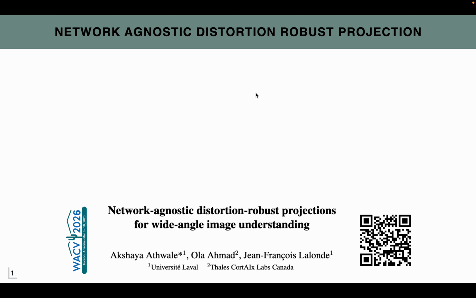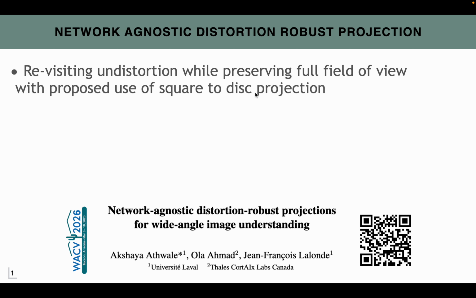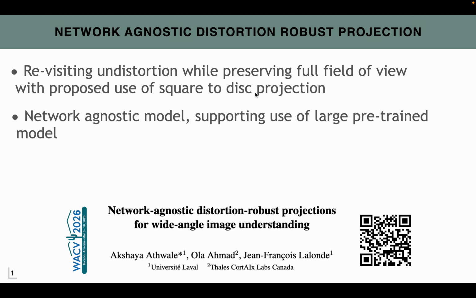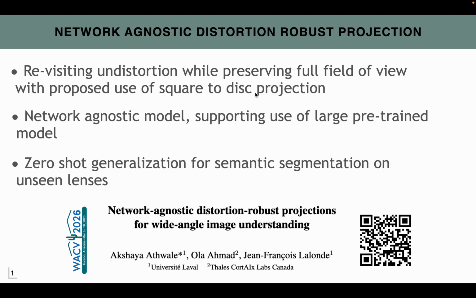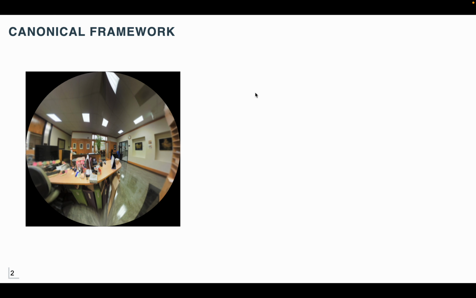I'll be presenting my paper on understanding wide-angle images through different projection. Our idea is to revisit the undistortion method while preserving the full field of view and using a method that's widely used in computer graphic literature, a square-to-disk projection. We want our projection to be network agnostic, to be used by any model in existence, and we show through zero-shot generalization on semantic segmentation that our model can generalize on unseen lenses.